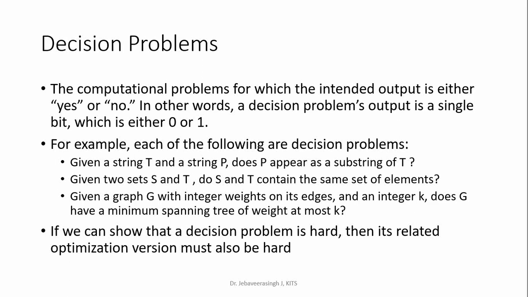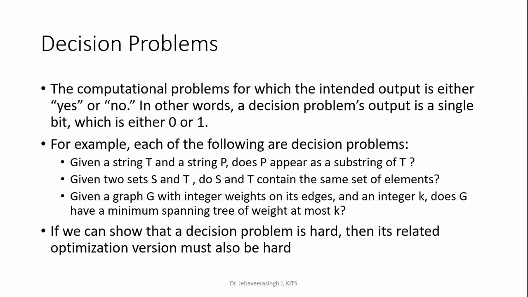For example, if you are given a string t and a string p, and you are asked a question like, does p appear as a substring of t, meaning we are supposed to search for the string p in the text t, the answer is going to be yes or no. This is known as a decision problem. It will have only two results, positive or negative, successful or unsuccessful. Another example: if you are given two sets s and t, do s and t contain the same set of elements? The answer is also yes or no. So this is a decision making problem.